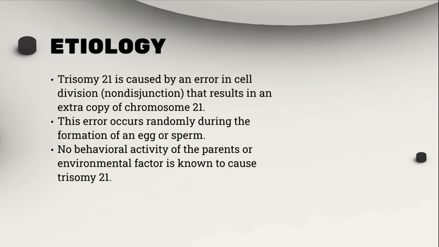So, Down syndrome is also called trisomy 21. It's caused by an error in cell division called nondisjunction that results in an extra copy of chromosome 21. This means that a person has three copies of chromosome 21 instead of the usual two. The extra chromosome 21 is in all cells of the body. This error occurs randomly during the formation of an egg or sperm, and there are no behavioral, activity, or environmental factors that are known to cause trisomy 21.